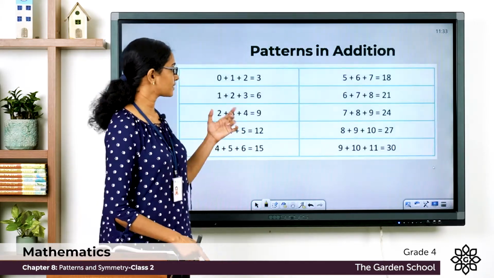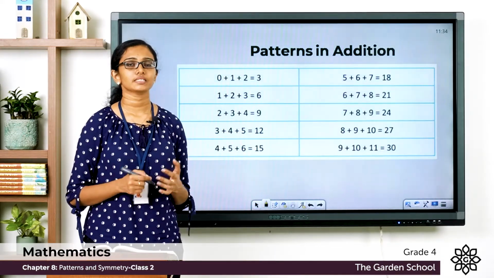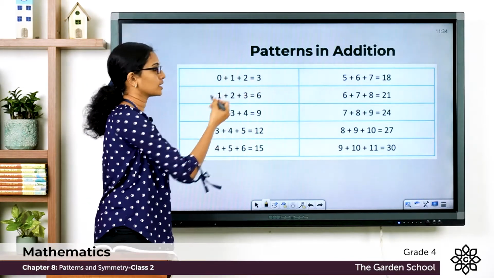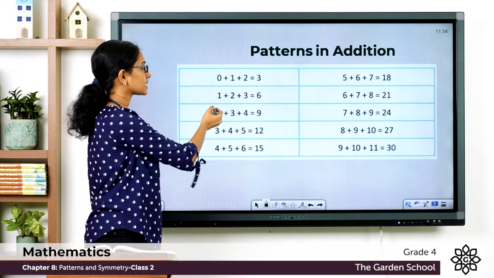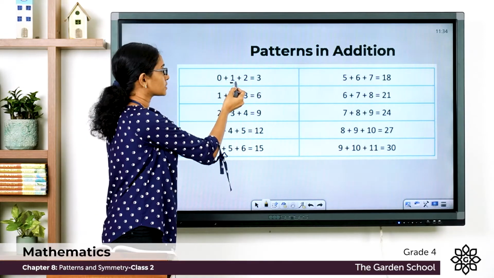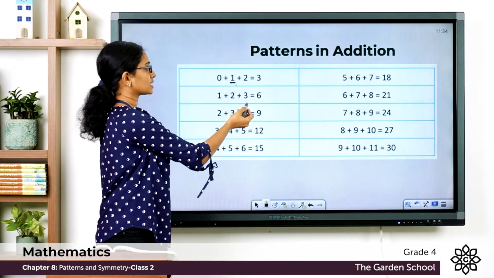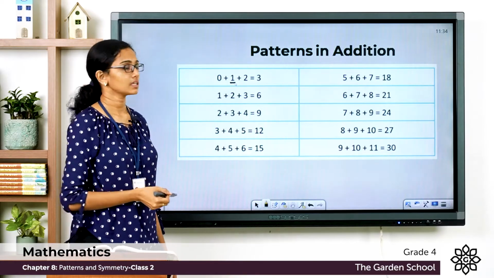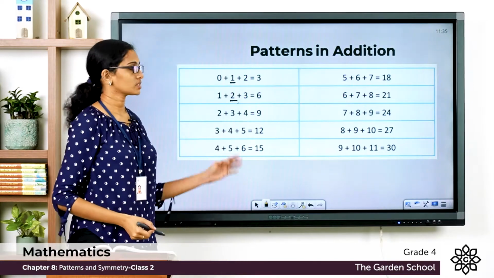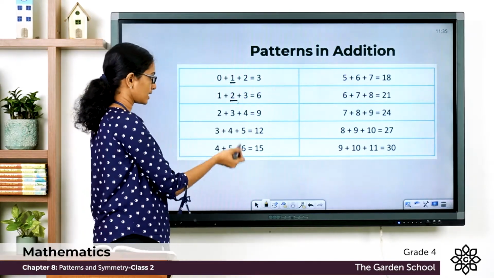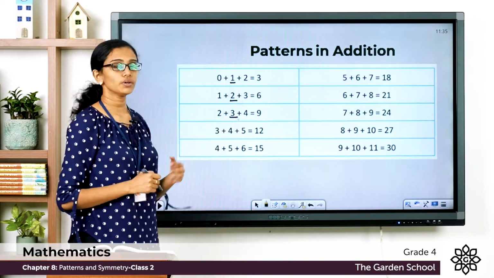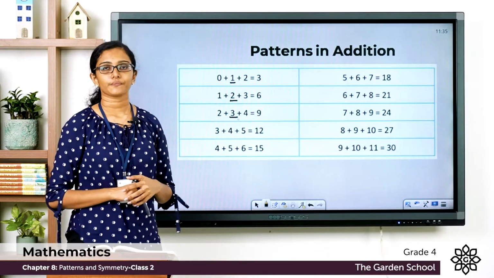Now look at this table given here. Can you identify some kind of pattern? See the numbers: 0 plus 1 plus 2 equals 3. In the next line, it is 1 plus 2 plus 3. See, here it started from 1. So it is 1 plus 2 plus 3, and that is equal to 6. In the next line it has started from 2, so it is 2 plus 3 plus 4, which is equal to 9. The next line started from 3 and it is 3 plus 4 plus 5, equal to 12, and it goes on like that.